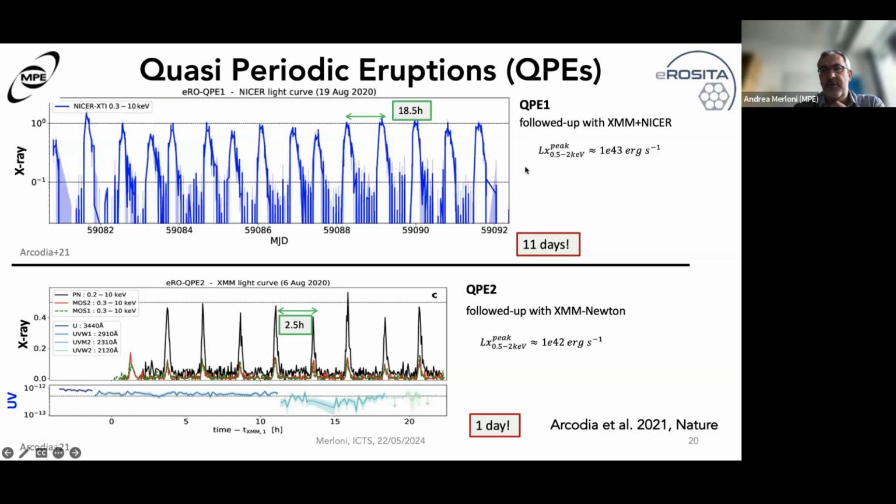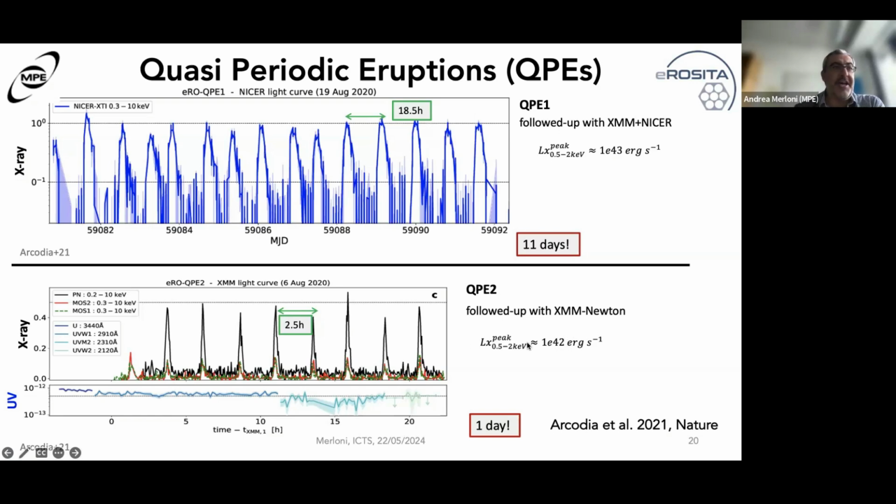So these are the first two we discovered in this Nature paper by Arcodi et al. in 2021. These are not the eROSITA light curves; these are the follow-up light curves. But here you see nuclei of galaxies that reach Seyfert-like luminosity. In this particular one, at the top, it's 10^43 ergs per second at the peak. At the bottom, 10^42 ergs per second at the peak.